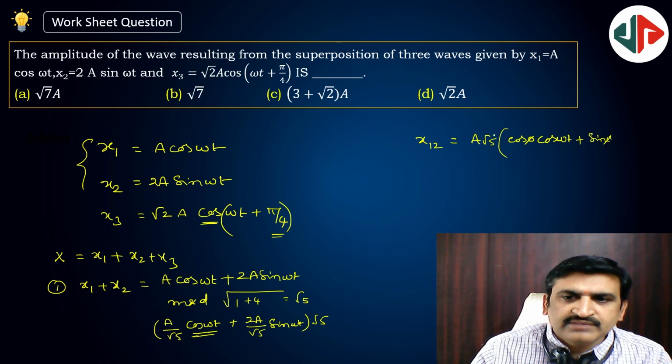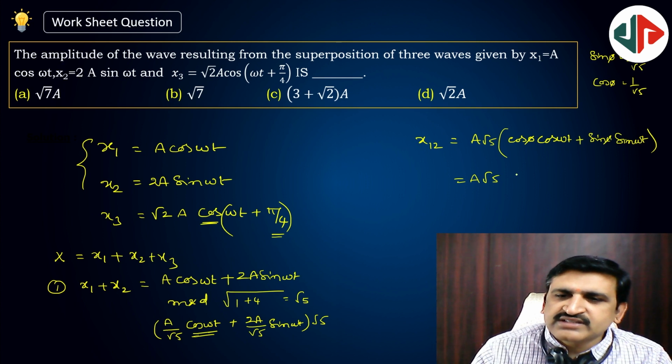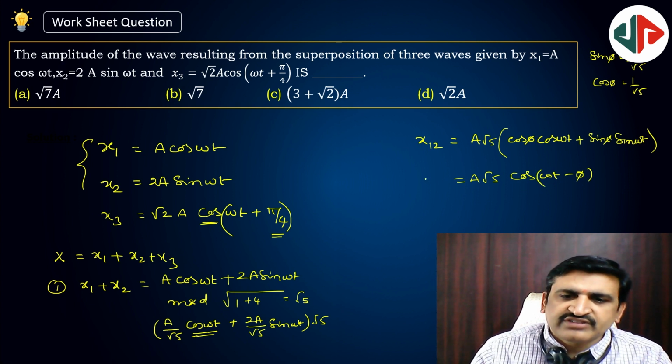Sin 5 is equal to 2 by root 5 and cos 5 is equal to 1 by root 5. So that is equal to sin omega into sin omega t. So it will be root 5 into cos a cos b plus sin a sin b, which is nothing but cos omega t minus 5, because that is the definition for x1 and 2.